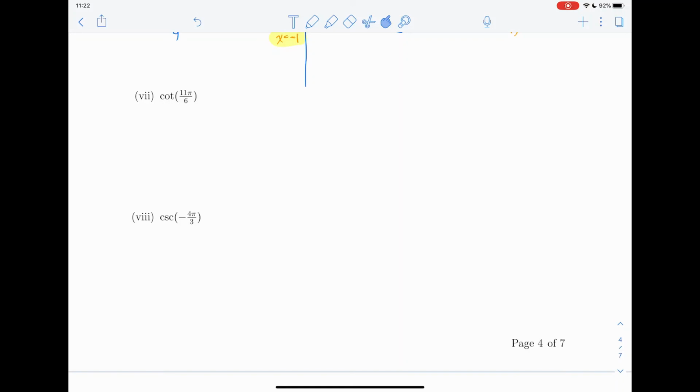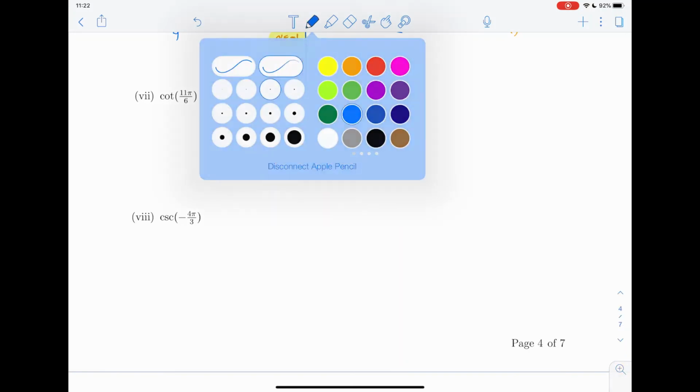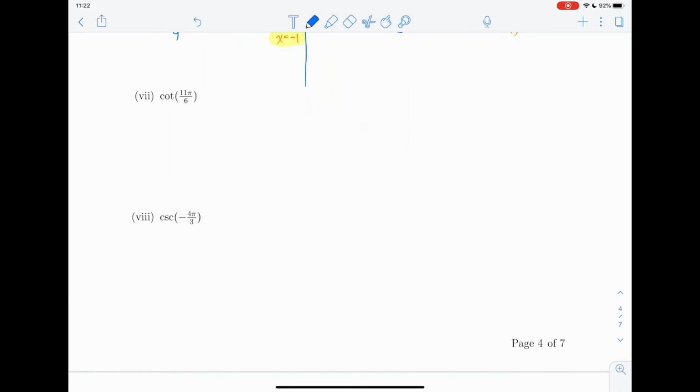For cotangent of 11 pi over 6, I'm not going to convert that to degrees because, again, we need to get more comfortable moving forward. 11 pi over 6, we should know where that lives. That lives right here in quadrant 4. So our angle is that angle. That's 11 pi over 6.